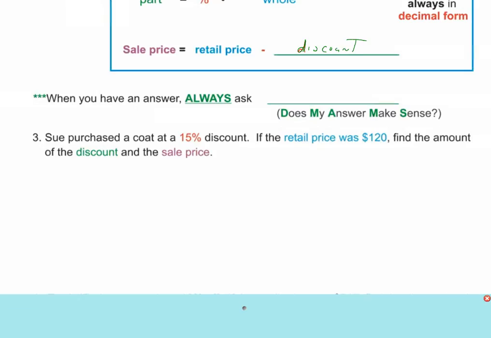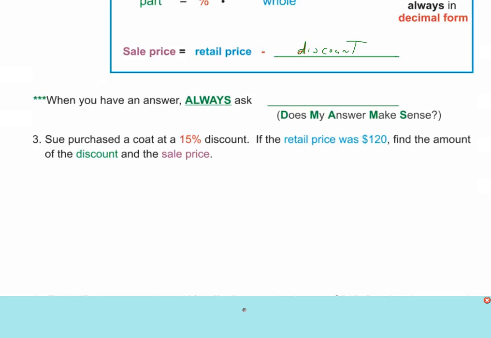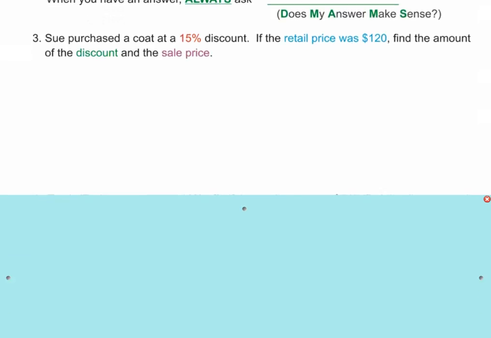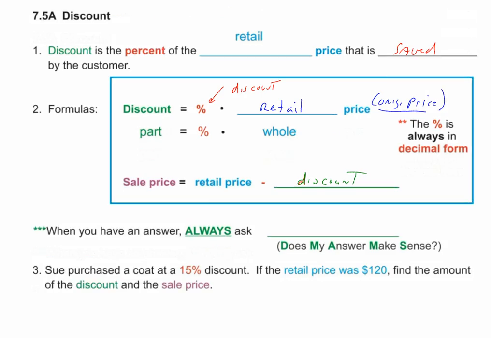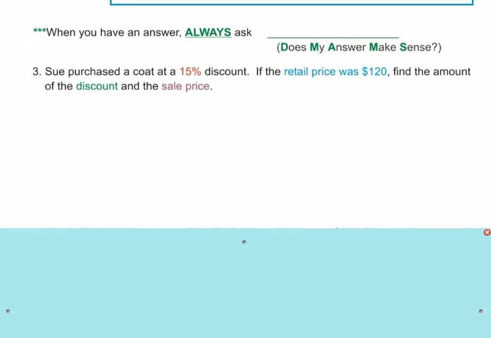If the retail price was $120, find the amount of the discount and the sale price. Find the amount of the discount and the sale price. Now I'm going to write two formulas because here's the reality. Specialty formulas work great, but you have to remember them, right?